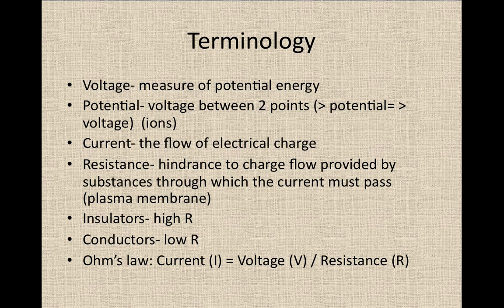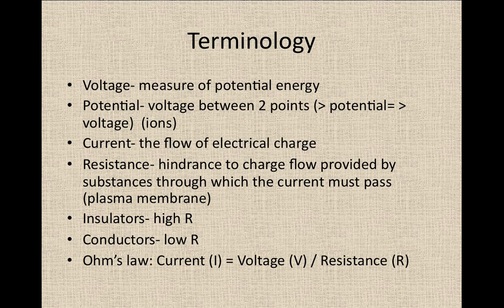Now, resistance is going to be a hindrance to the charge flow provided by substances through which the current must pass. Okay, so for the hose example, that would be like having mud stuck within the hose. That would be a resistance of some sort. It would decrease the amount of flow that can pass through the hose. And so again, you will get a lesser signal at the opposite end. Or you can think of it as kind of kinking that hose.